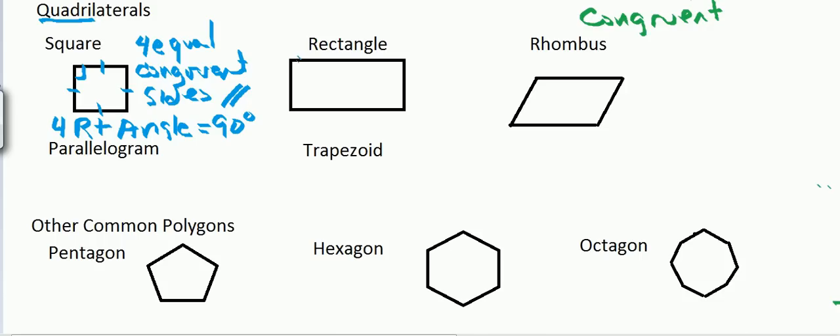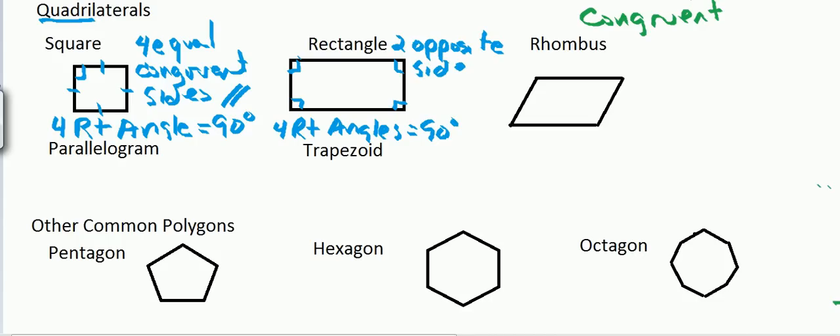With a rectangle, we have four right angles, which equal 90 degrees each. And two opposite sides, for example, this side and this side, are parallel and congruent. And these two sides, these opposite sides, are also parallel and congruent.